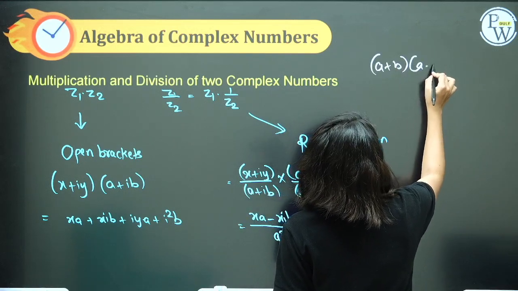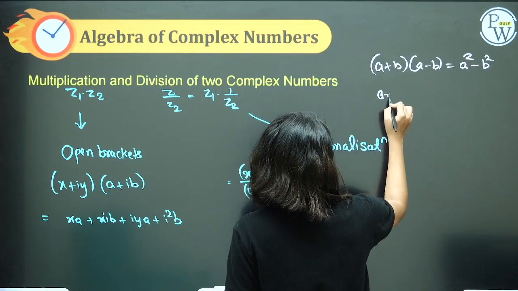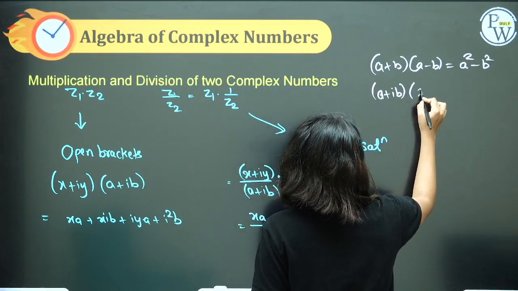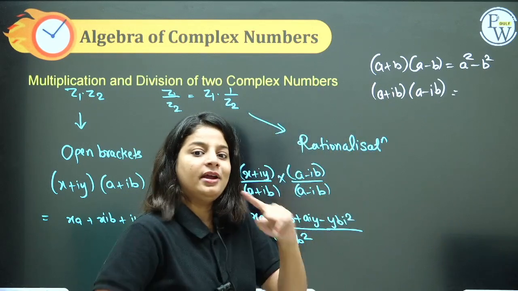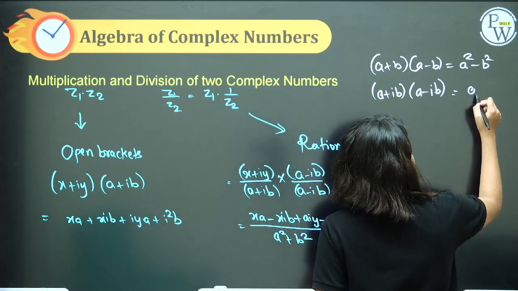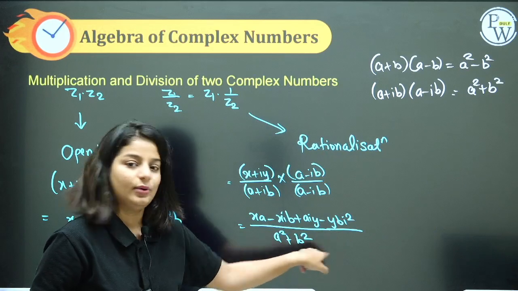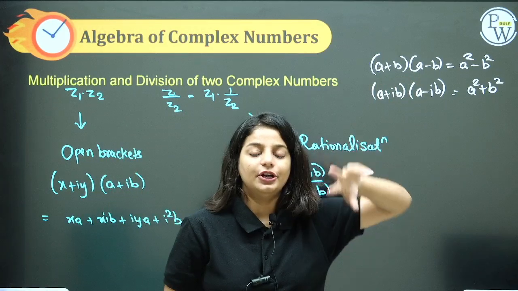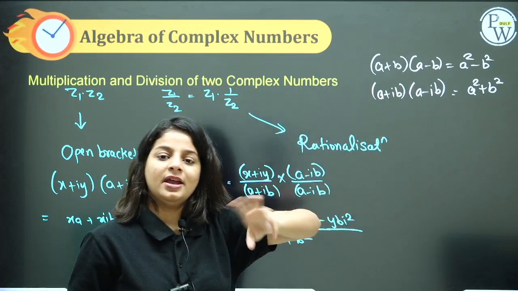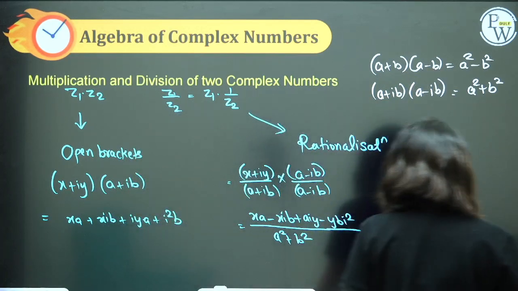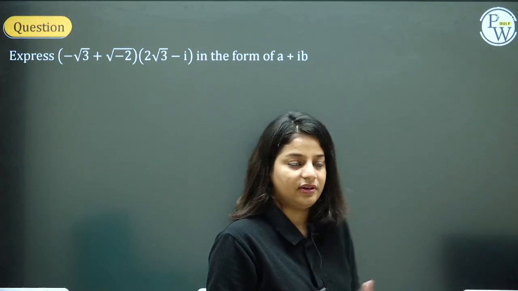A plus b into a minus b, we studied, it's a square minus b square. That's correct. But now twist it a little and remember, a plus ib into a minus ib is going to be a square plus b square, because this i square makes the negative into positive. So from now onwards, directly when you see a plus ib, a minus ib, add the squares of the real and imaginary parts.